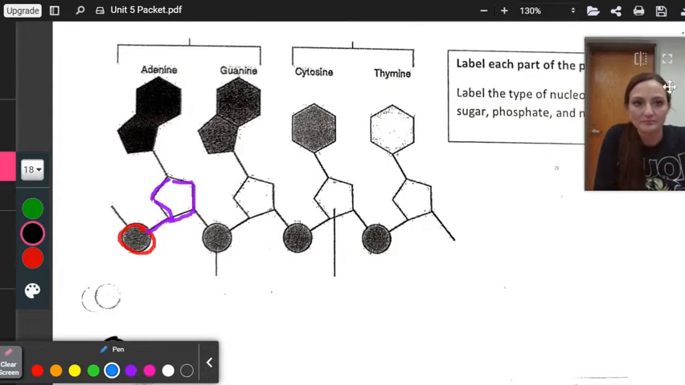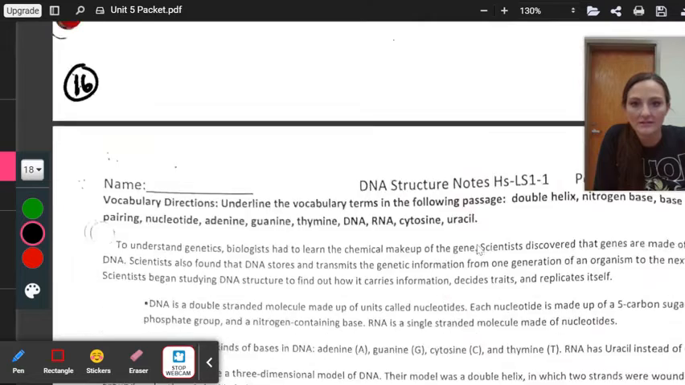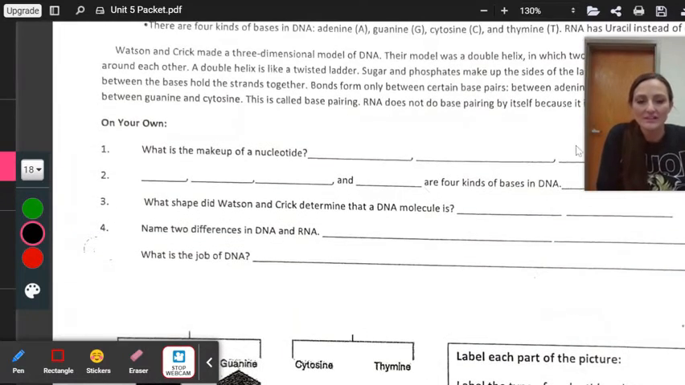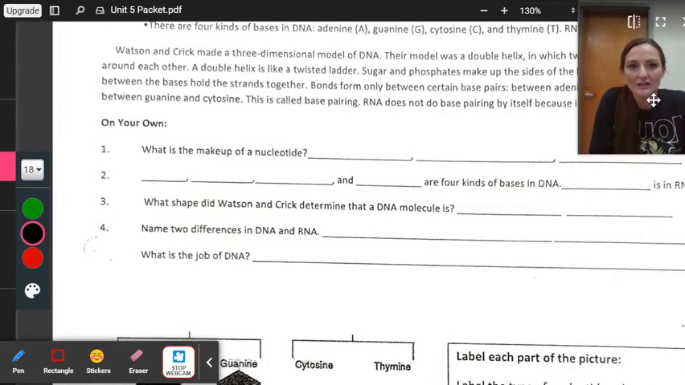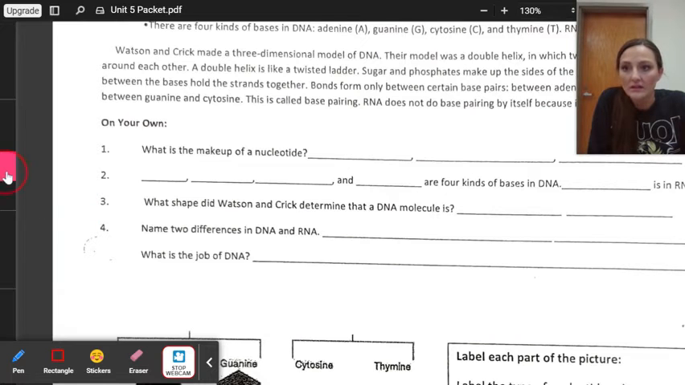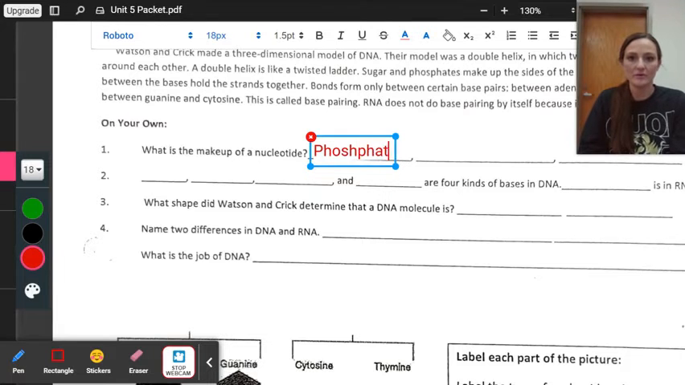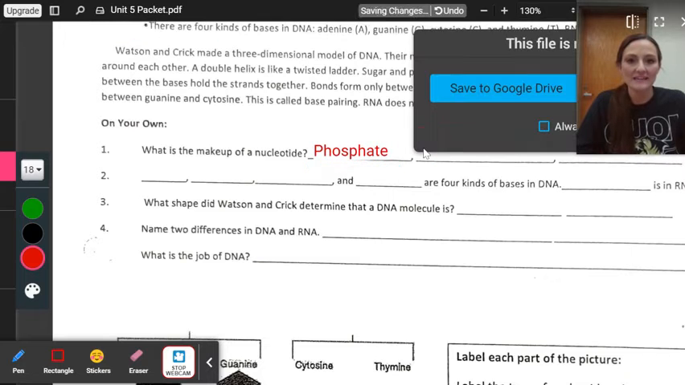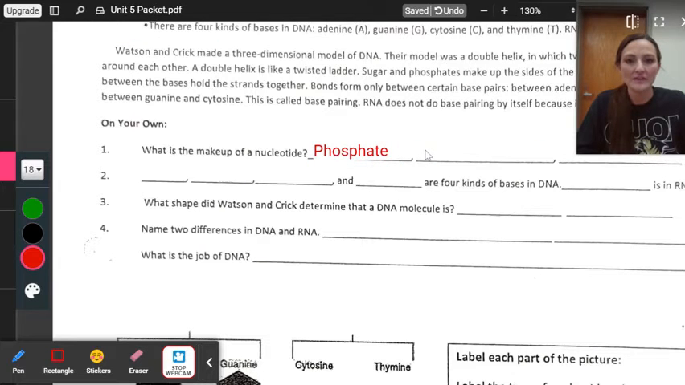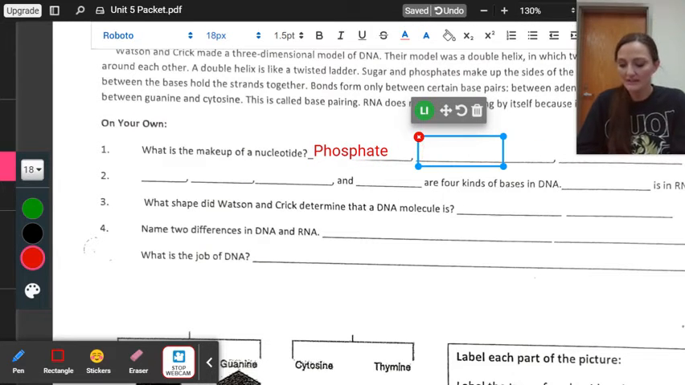So I'm going to bounce back up here. Okay, so in terms of the blanks that are present on your worksheet, what makes up a nucleotide? Well, what makes up a nucleotide is first, phosphate. The second thing that makes up a nucleotide would be a 5-carbon sugar.